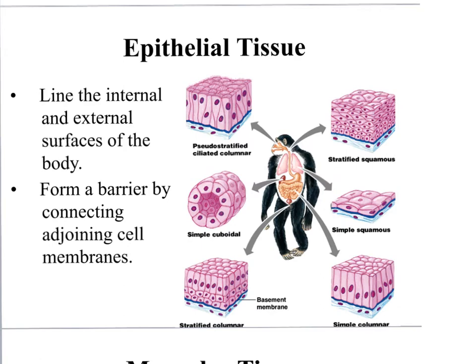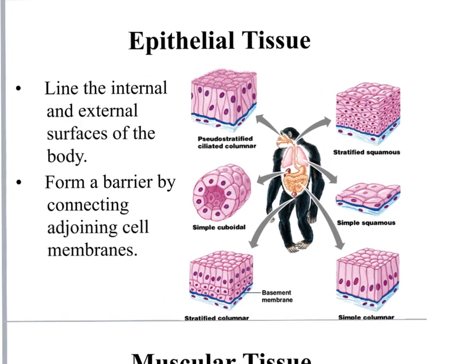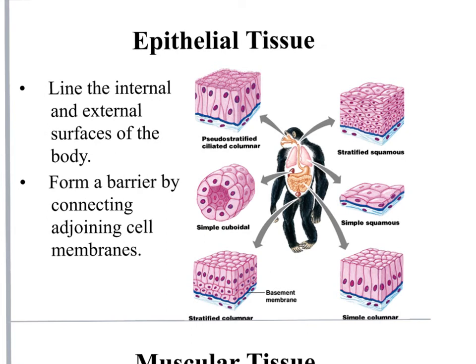Epithelial tissue is the first type of tissue we're going to talk about. Now, epithelial tissues are the tissues that line all of the surfaces of our body. So external as well as the internal surfaces. So for example, our skin would be an example of epithelial tissue.